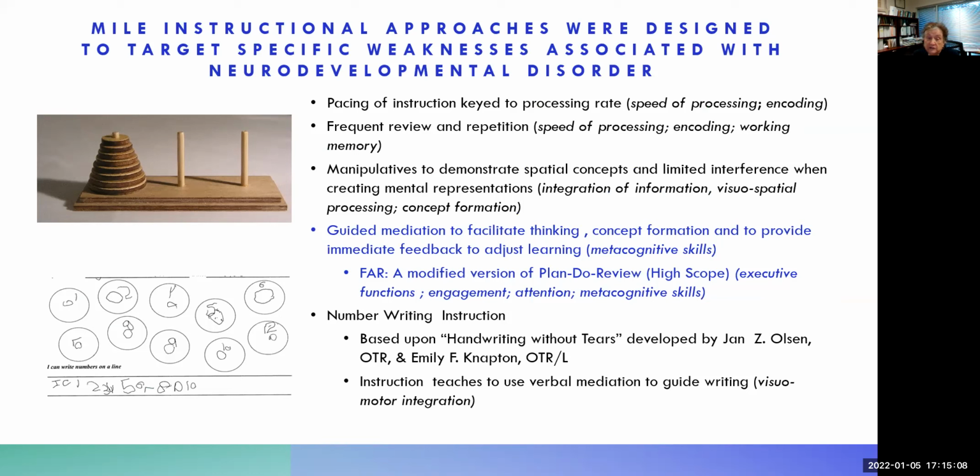At all times during this process, we incorporated FAR, which, as you may be aware, is a modified version of Plan, Do, Review, first conceptualized by the High Scope program. Finally, we were careful to include number writing instruction because many of the children, as you can see from this graphic, had very poor number writing skills. And if they could not write a number clearly enough to understand it later, it was very difficult to develop appropriate math skills.